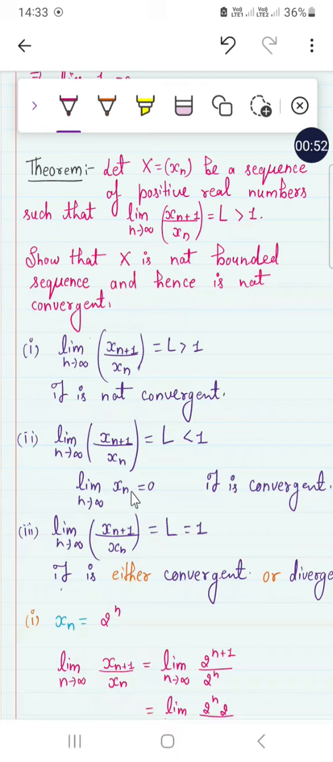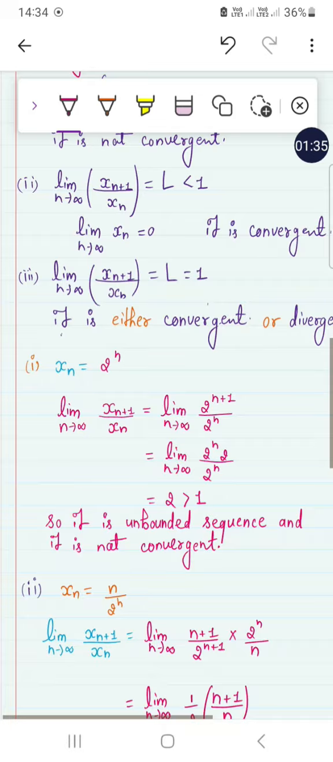Now if L is equal to 1, the limit of x_{n+1} upon x_n equals L, which is equal to 1, so either it is convergent or divergent. It does not give you the proper test. So there is another test where you have to find out if there exists the limit L equal to 1. If the limit L equals 1, either it is convergent or divergent. So you have to find another test to see what the sequence limit is.